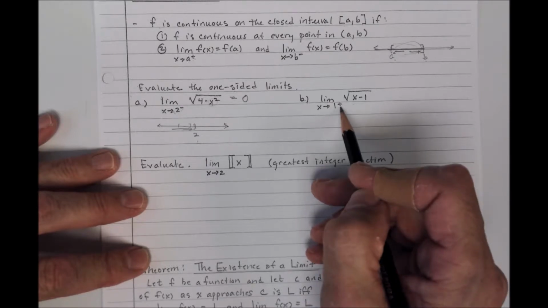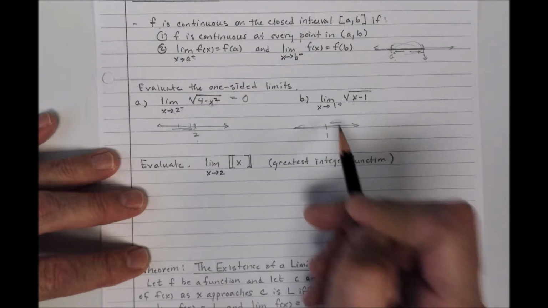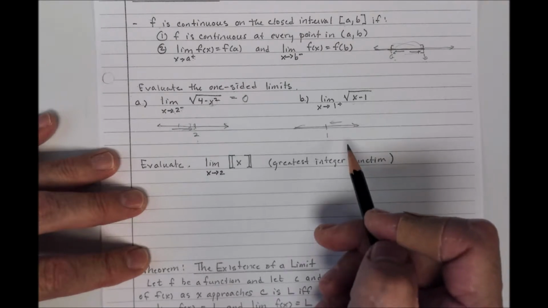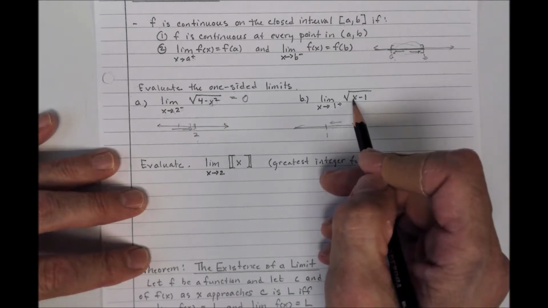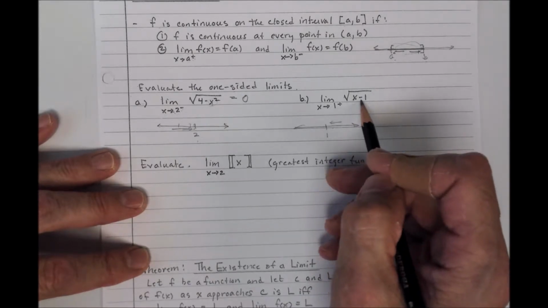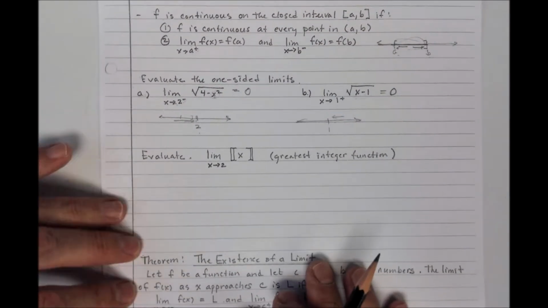From the right, here's 1 on the number line, would be like 1.1, 1.01, 1.000001. It's getting closer and closer to 1, but bigger than 1. Minus 1 is positive, but very close to 0, and the square root of 0 is 0. So we can evaluate those limits.